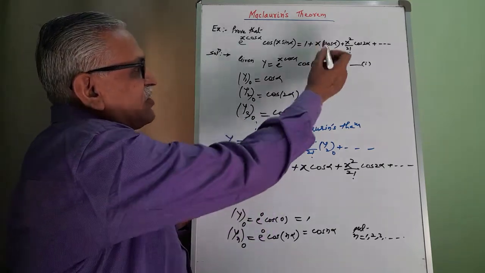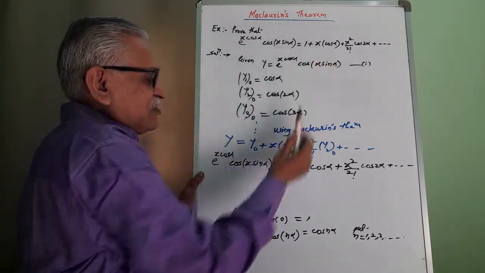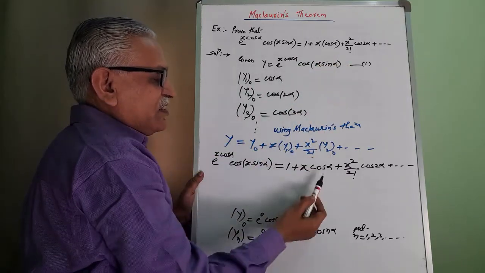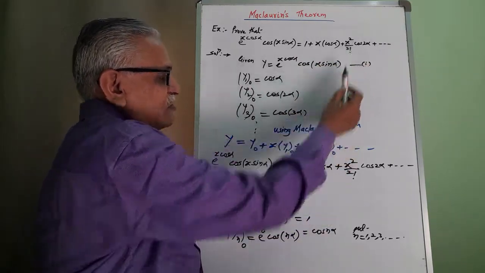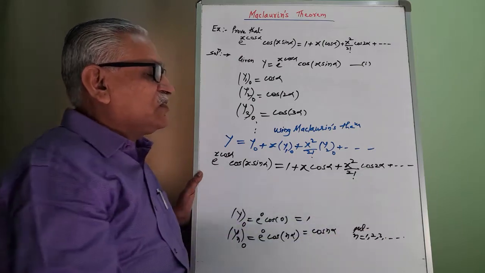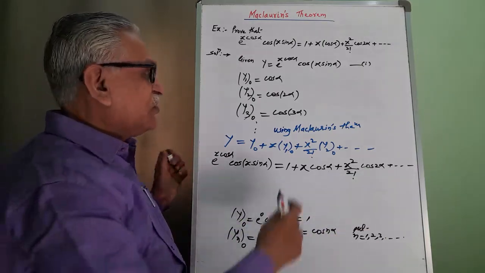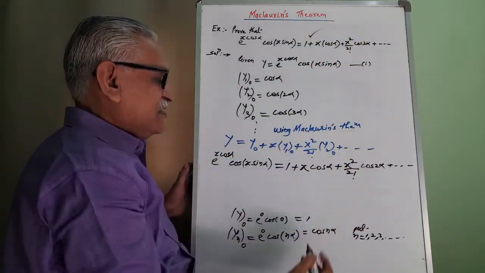We get the required result. The first term is 1, next x cos alpha, yes, we are getting it, and third x square by 2 factorial into cos of 2 alpha, and so on. We get the required result. Hence proved.